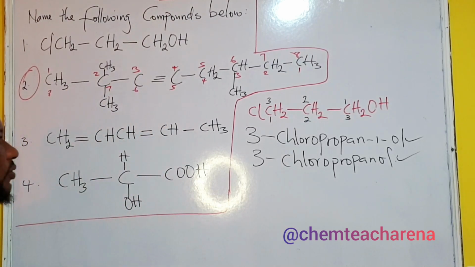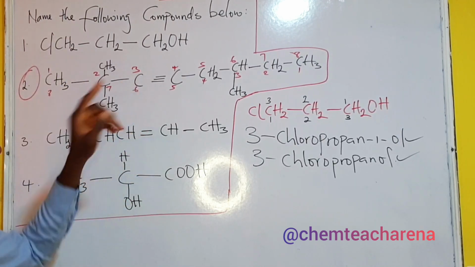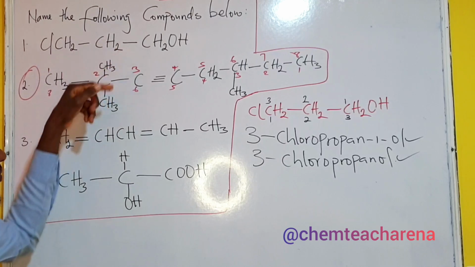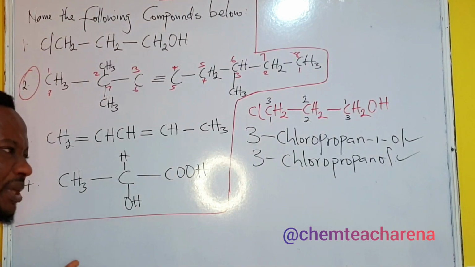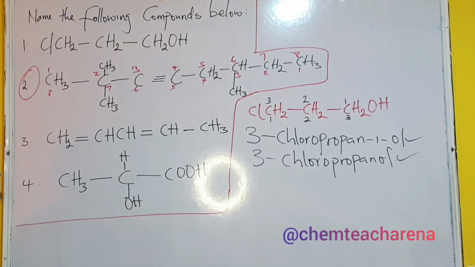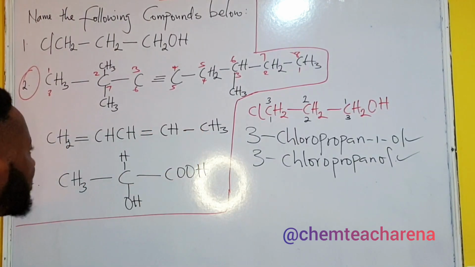I have told you before, check my previous video, where I said that whenever a hydrocarbon has a single bond like this one, it is an alkane. When it is a double bond, it is an alkene. When it is a triple bond, it is an alkyne. I have explained that in my previous video. I'm only here to start applying the principle that I gave you in our previous video.